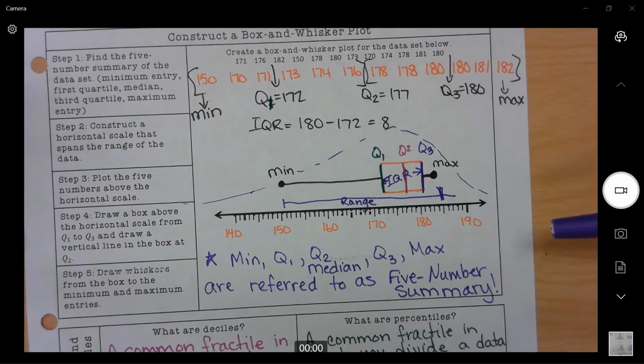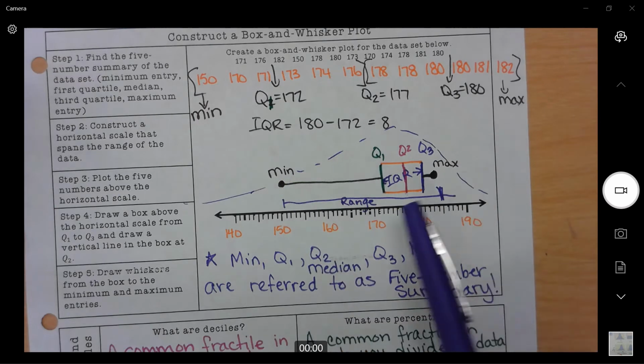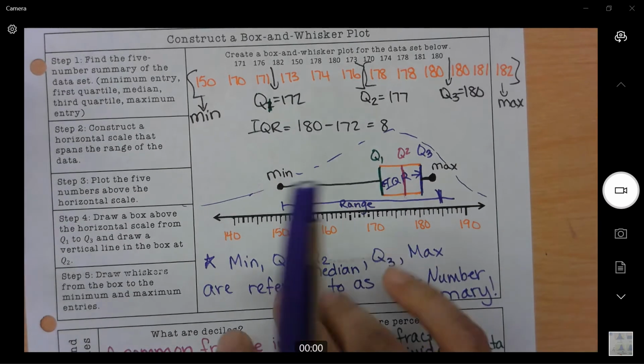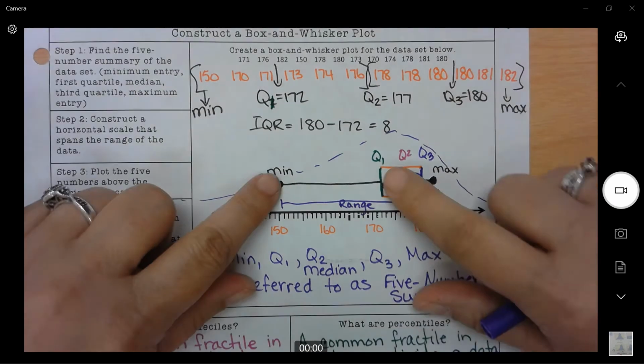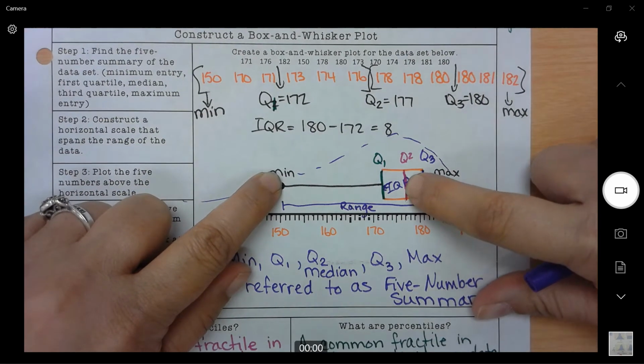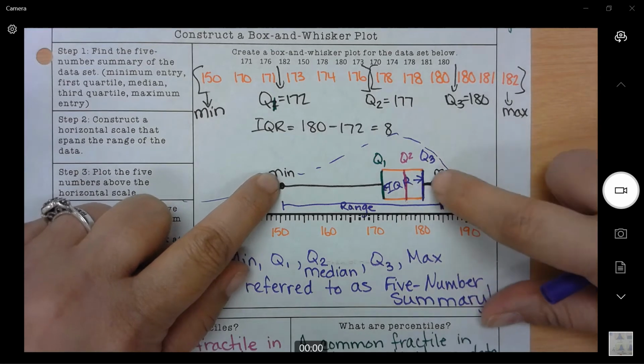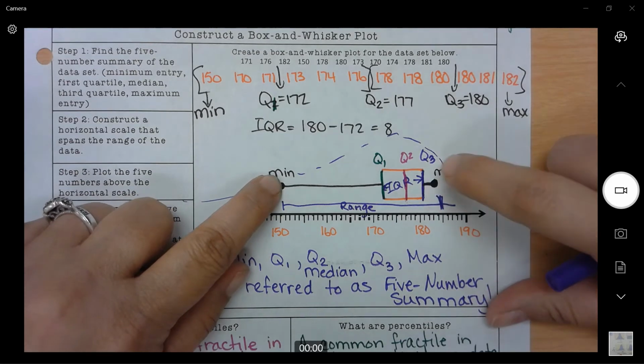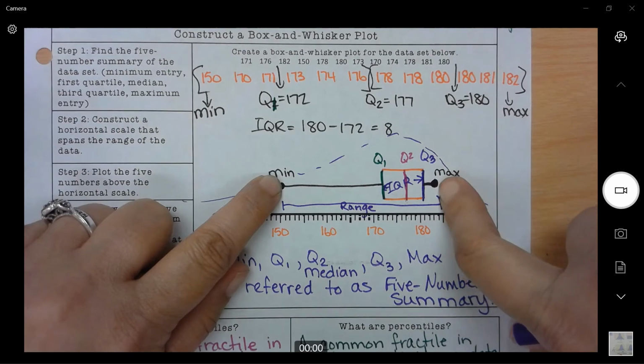We don't actually see our data. We just see the most important pieces of it, the minimum, the maximum. The first 25% is in this first group. From here to here is 25%. From here to the median, which is Q2, is 50%. To the Q3 is 75%, and 100% of the data goes to the max.